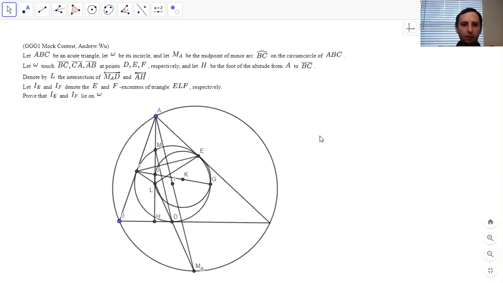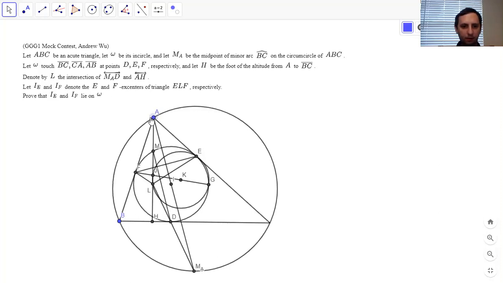So, I mean, AI is perpendicular to EF. So can we show MD is perpendicular to EF? Then that would prove that L is the center of homothety, right? Well, yeah. Is that obvious? I feel like I'm missing something obvious here.